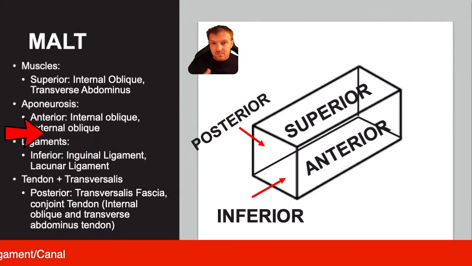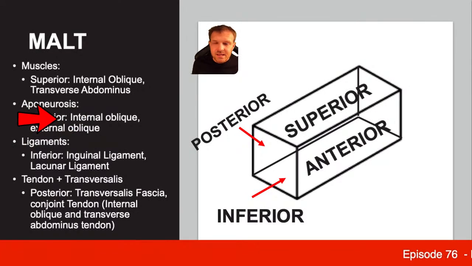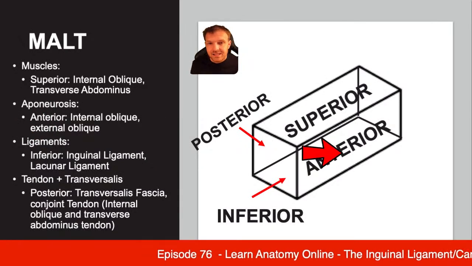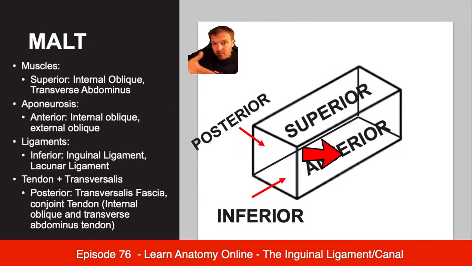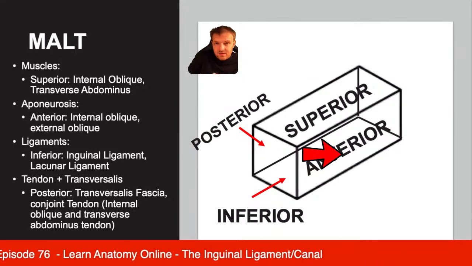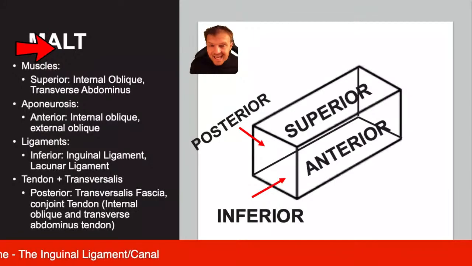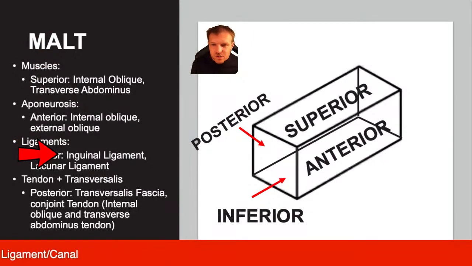The external is more superficial, the internal is deeper. These structures form the front of your canal, so the anterior aspect. So the ones on your belly, basically on the front of your belly. Then you've got ligaments, which is the L of MALT, and there are two main ligaments.